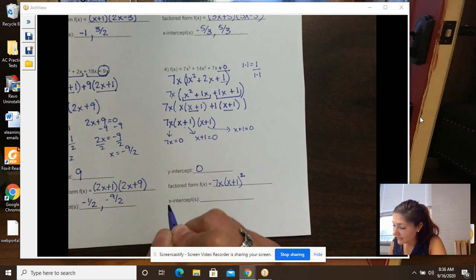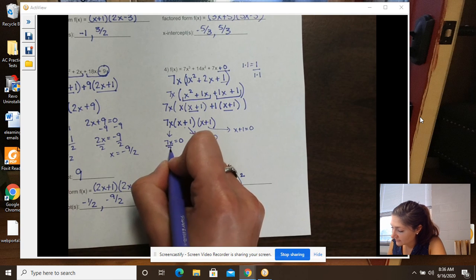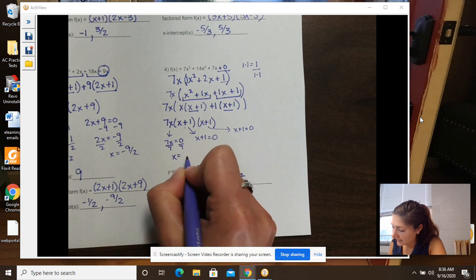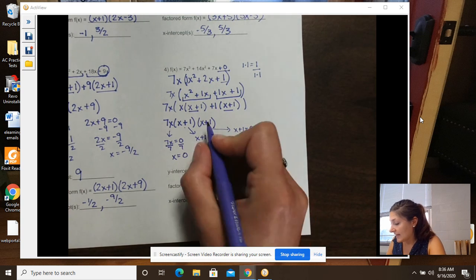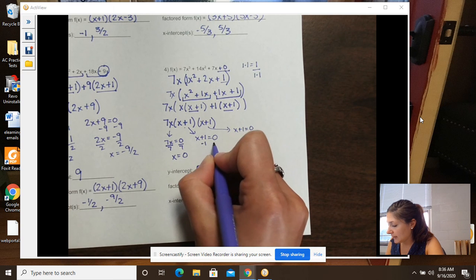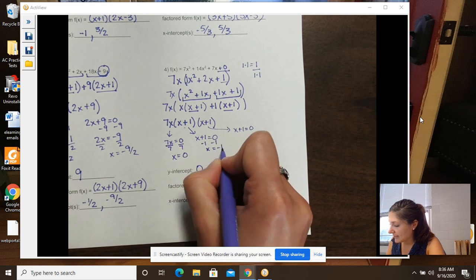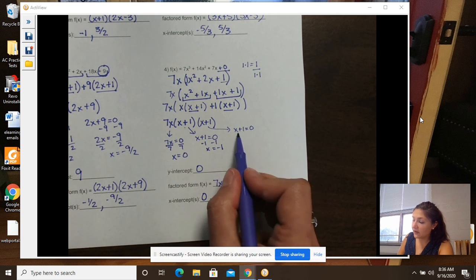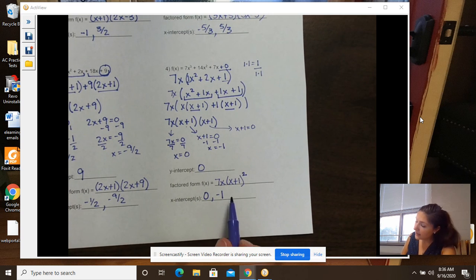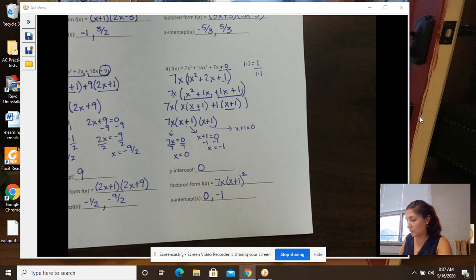Here, for our 7x equals 0, I would divide both sides by 7, and we would get an x-intercept of 0 there. And then for our x plus 1, I'm going to move that 1 to the other side, and I get negative 1 for our other x-intercept. You could solve on this one too, but you're going to get the same thing. Since it's the same x-intercept, you don't need to list it twice. Okay? That would be our factored form on number 4. Just a couple more problems that we're going to take a look at.